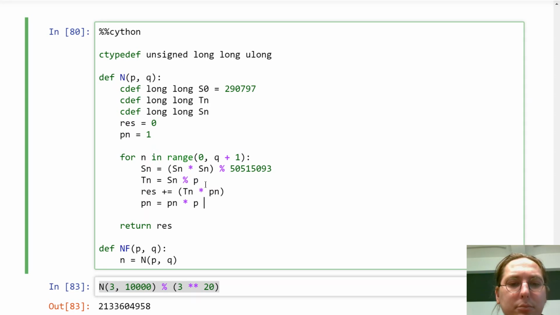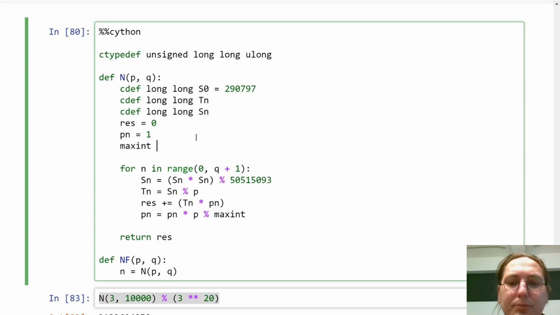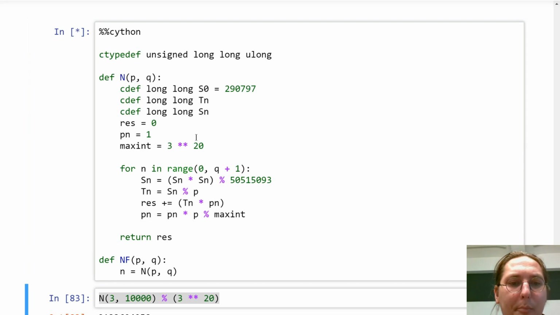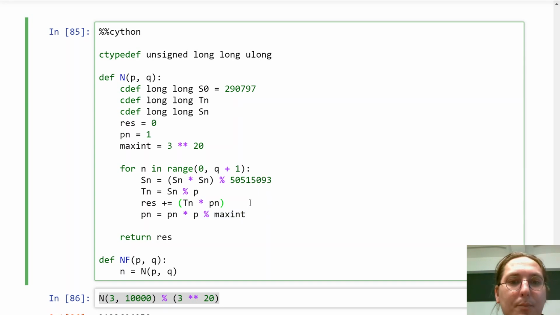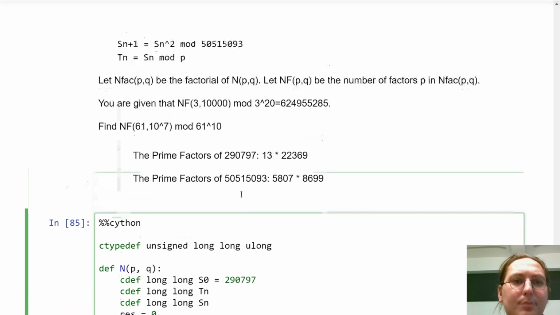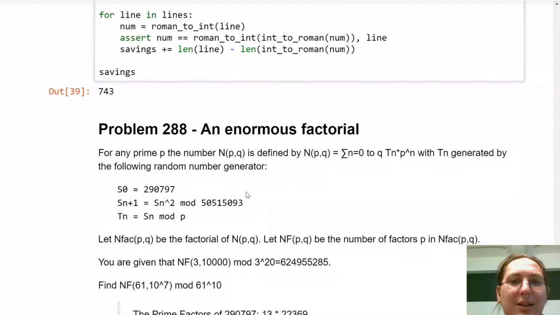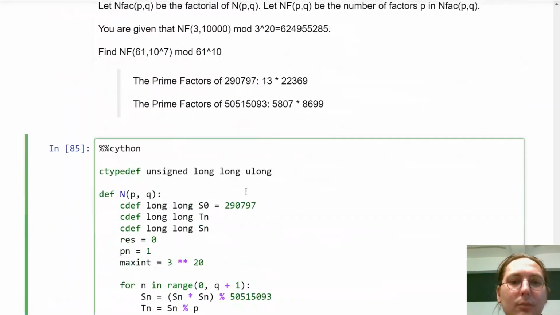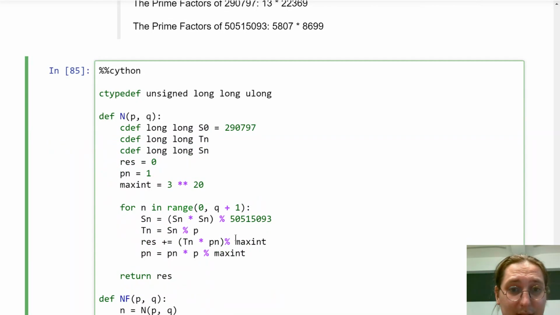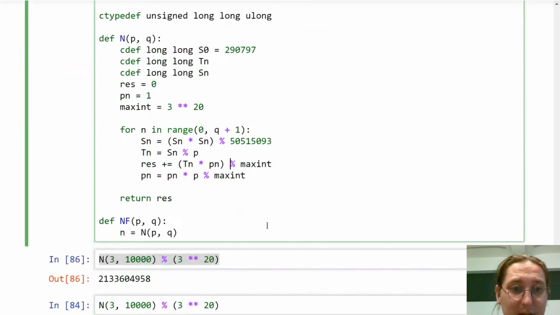True? No, that's not true. Let me just check. The factorial of the mod is never the same as the mod of the factorial. Fascinating. What problem is this? This is a number, 288. But it does seem that this is actually correct.